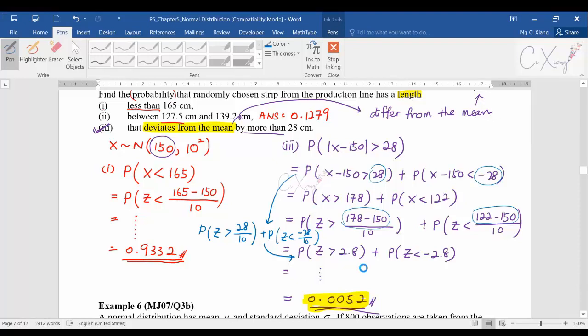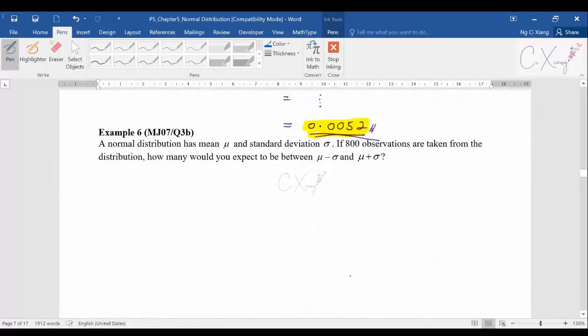So please complete this example to get 0.0052. Okay? Right, then if no problem, continue to the next example.